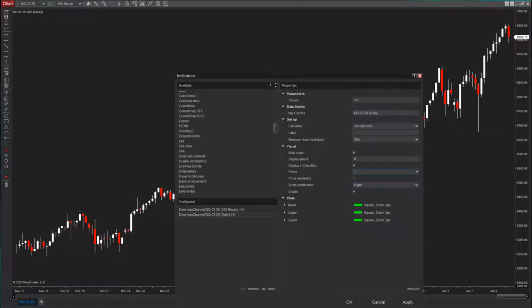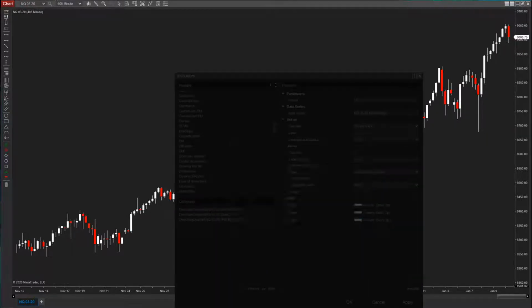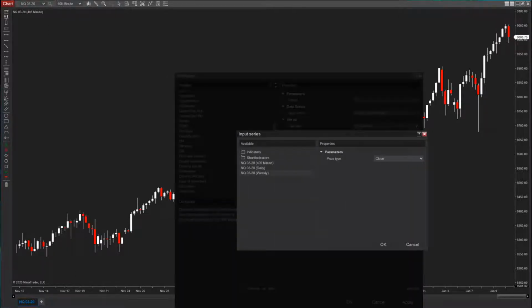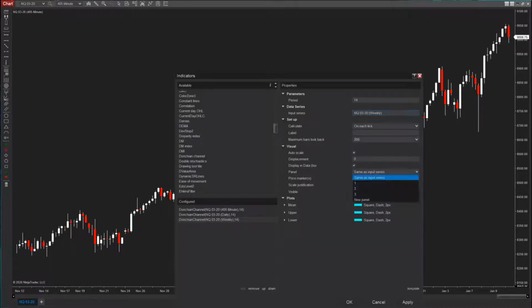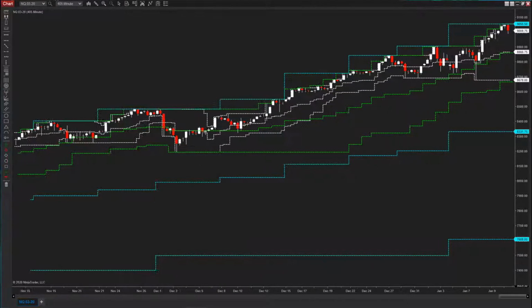And then my third Donchian channel, I'm going to use blue. I've already preloaded one for weekly, blue. I just want to change the input to the weekly and put it in panel 1. So now I've got three Donchian channels on the screen. Blue is the weekly levels, green are the daily levels, and white are the RTH setting levels.